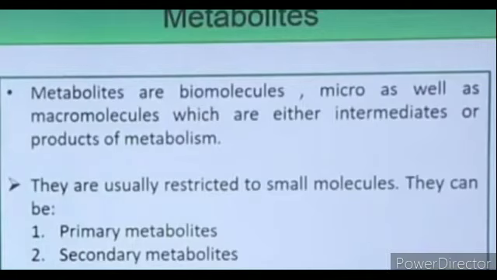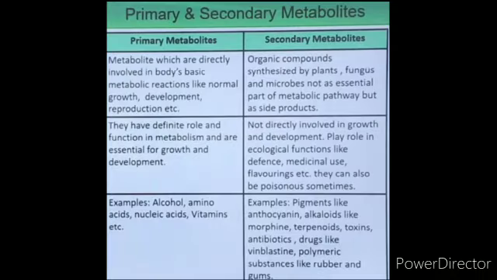Listen. Metabolites are biomolecules, micro as well as macromolecules, which are either intermediates or products of metabolism. They are usually classed as primary and secondary metabolites. Primary metabolites are directly involved in the body's basic metabolic reactions like normal growth, development, reproduction, etc. They also have a definite role and function in metabolism and are essential for growth and development. Examples are alcohol, amino acids, nucleic acids, vitamins, etc.